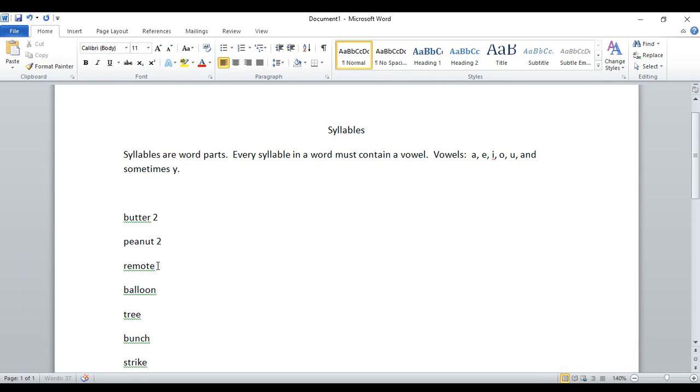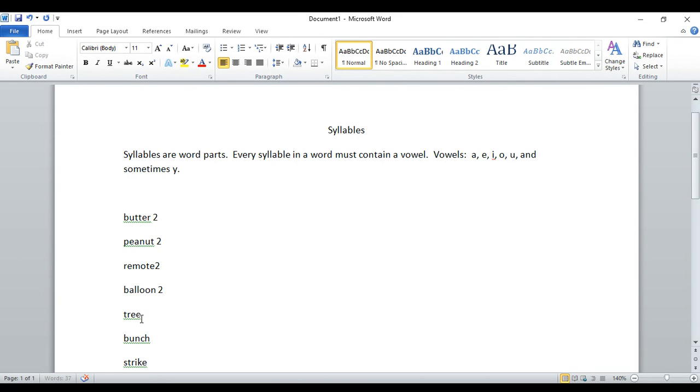So when we have this word remote, remote is two syllables. Remote has three vowels, but we know that this E is silent. So re is the first syllable, mote is the second syllable. So we've got two syllables there. And then when we come to this word, balloon, we again have two syllables, but three vowels. The two O's here work together to make the oo sound. So balloon has two syllables.